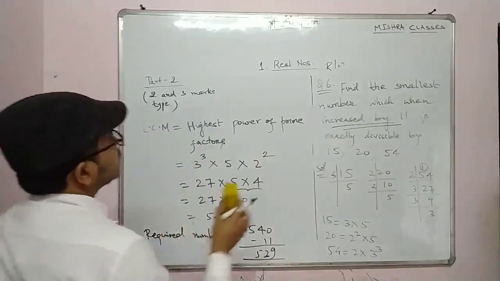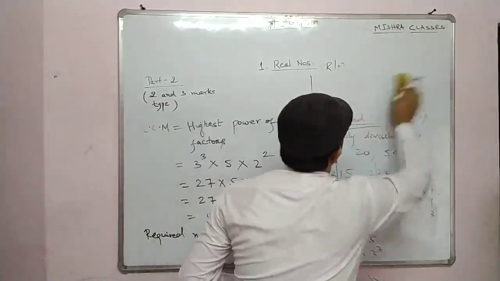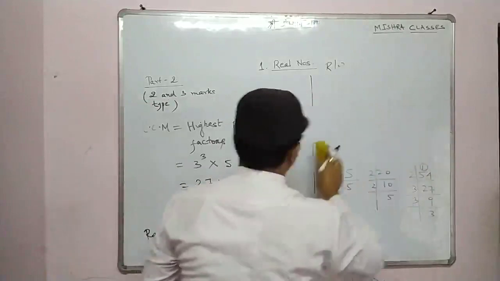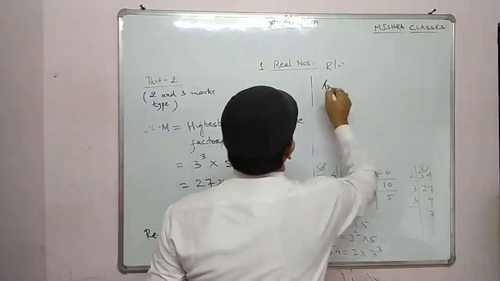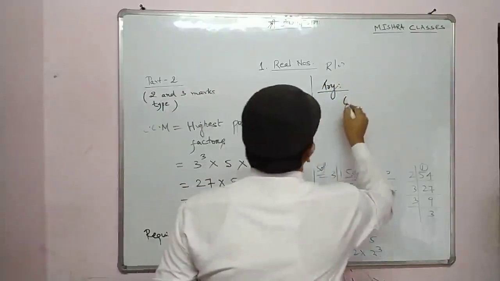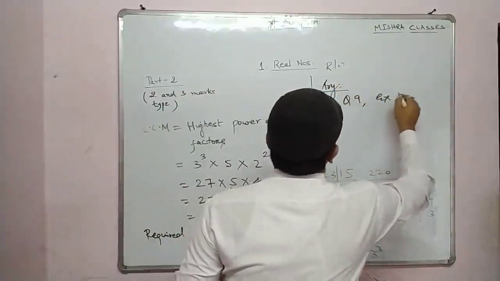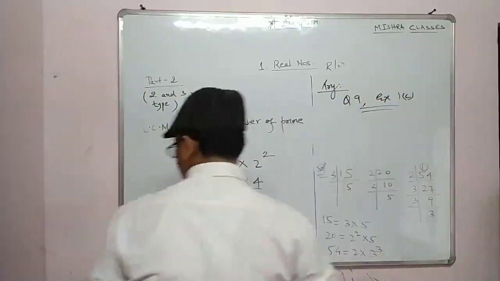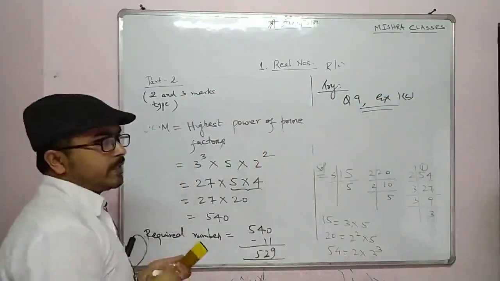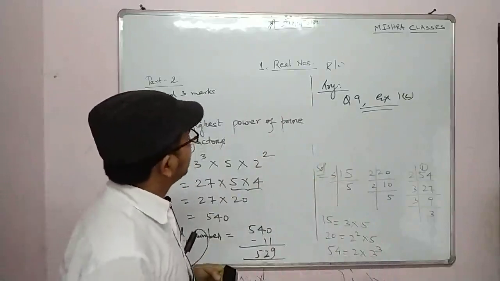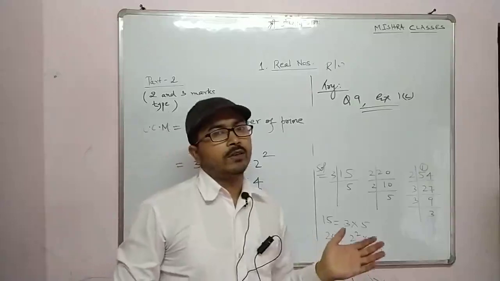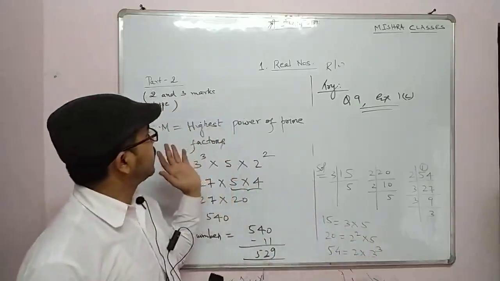Now you can try some questions based on this. Try question number 9, exercise 1C. All right, you can do this try question. So that's it for today, students. We have completed this chapter. 2 marks and 3 marks questions will come of this type.